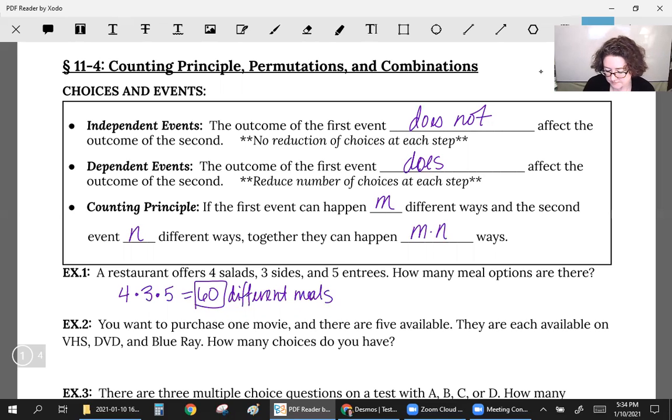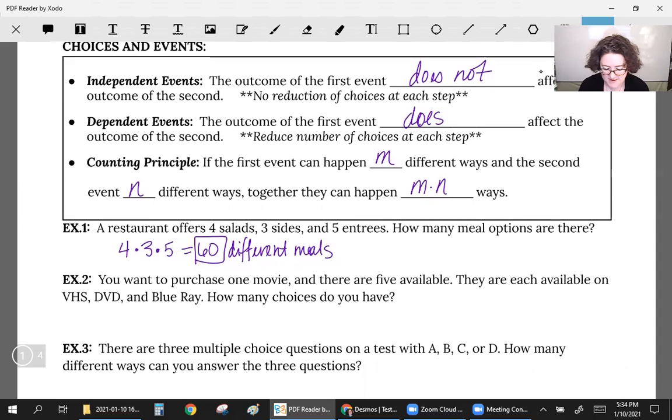Okay, so how many choices do you have of what you could purchase? Again, 5 different movies, and you've got 3 choices for each type of movie. So you have movie 1 in 3 formats, movie 2 in 3 formats. So we're going to say we have 5 movies times the 3 formats. So we technically have 15 different choices. Again, 5 movies, 3 formats.